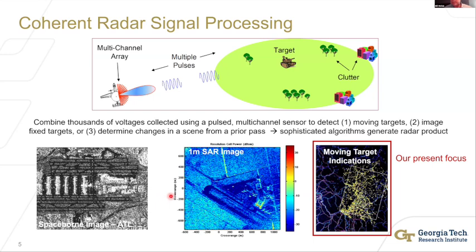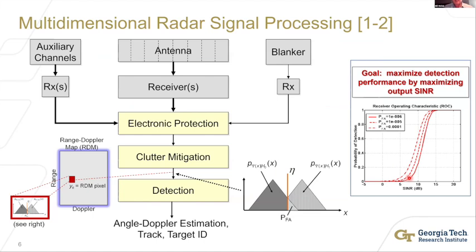For the purpose of this discussion, we're going to focus on moving target indication. That'll primarily motivate our discussion around clutter, since clutter is a mortal foe of good moving target indication. Again, just from a big picture perspective, radar signal processing for moving target indication follows this basic flow.